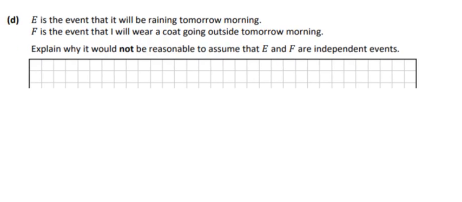The last part, why are these not independent events? Raining tomorrow and wearing a coat when you go outside. Well, obviously, if it's raining tomorrow, there's more of a probability that you're going to wear a coat. And that's all. That's the obvious thing here, and that's all you need to say.